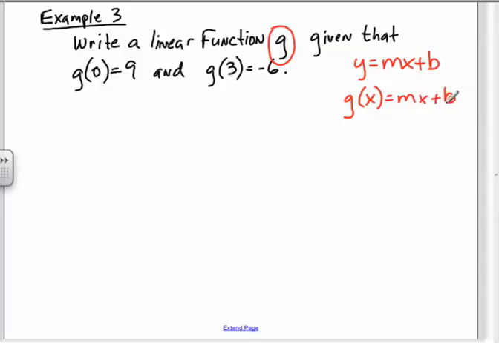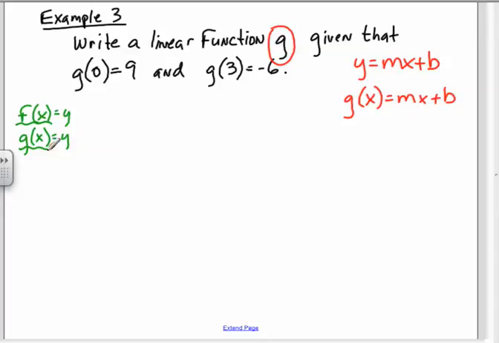But remember, f of x is the same thing as y. We just replaced them. G of x, it's the same thing as y. These are just names for functions. So, instead of y equals mx plus b, we're going to write it in the form g of x equals mx plus b.